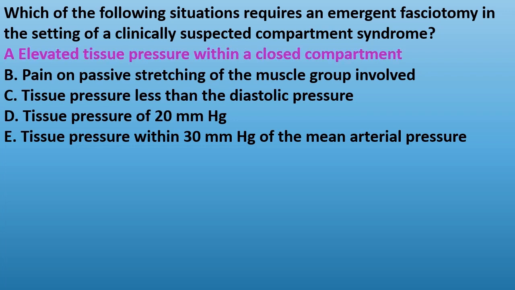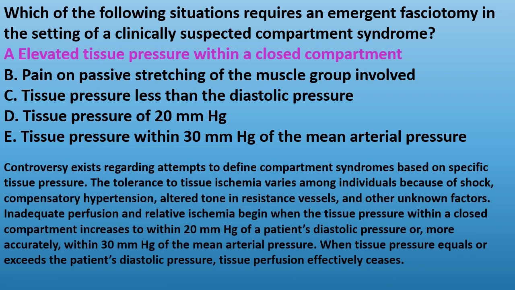Answer is A. Elevated tissue pressure within a closed compartment. Controversy exists regarding attempts to define compartment syndromes on the basis of specific tissue pressure. The tolerance to tissue ischemia varies among individuals because of shock, compensatory hypertension, altered tone in resistance vessels, and other unknown factors.